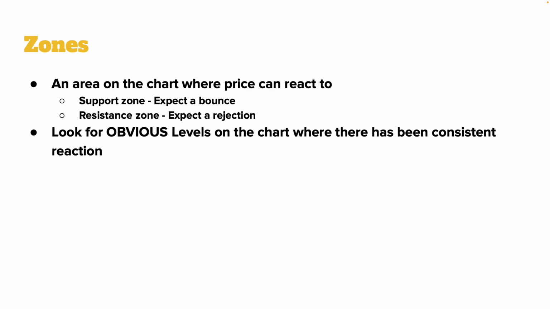So when you're marking your zones, you want to look for obvious levels on the chart where there has been consistent reaction, right? Either price has been rejecting that level or breaking out of it and retesting it. You just want to see price has been reacting to that area on the chart.